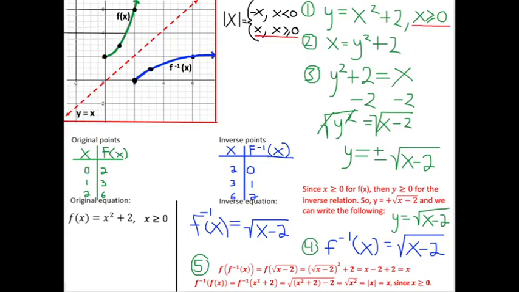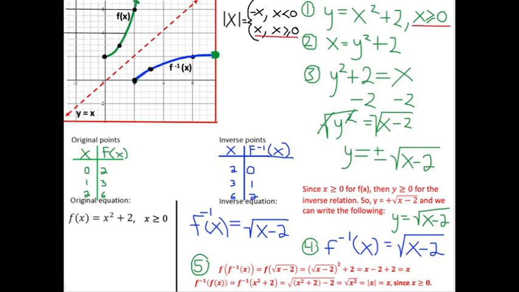So now that we've shown it algebraically, let's go ahead and look at our graph. Here is f of x. Notice that it's restricted from 0 to infinity, or we say x is greater than or equal to 0. And then reflected across the line y equals x, you can see f inverse of x, a nice mirror reflection across, and it's restricted. Now, the domain isn't restricted from 0 to infinity, but the range is restricted from 0 to infinity.